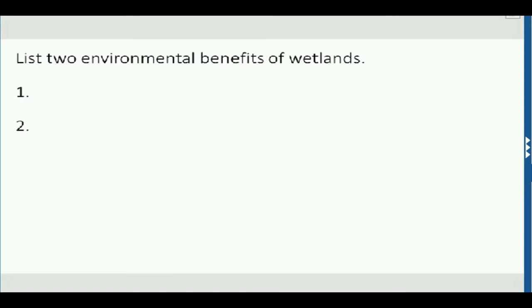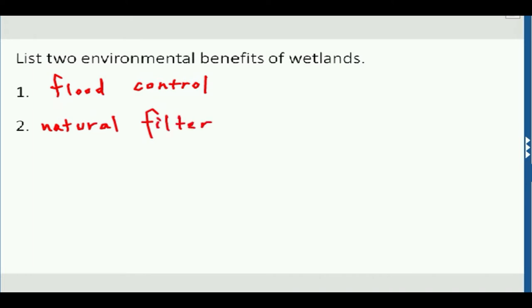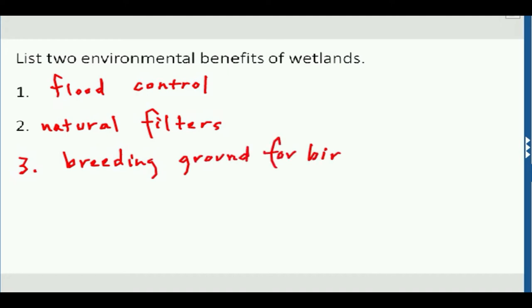Two environmental benefits of wetlands. I'm going to give you more than two because I think it's important. Flood control, they are natural filters. And then for your bonus benefits, I have breeding ground for birds. Nursery for fish.